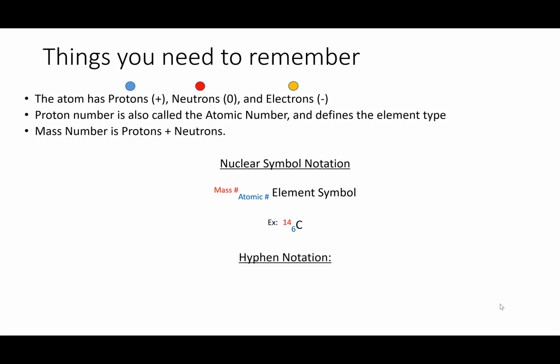Sometimes we also have it in a hyphen notation, where instead of having the mass number and the atomic number, we only give you the mass number. So this same carbon-14 would be written like this, carbon-14, that's the mass number. Now, you don't need to be told the atomic number because you can look at the periodic table. Look for the carbon symbol, and wherever that is, you look at the top and you'll see the atomic number. Carbon is always going to be 6. The definition of carbon is that it has 6 protons. So we don't need it.